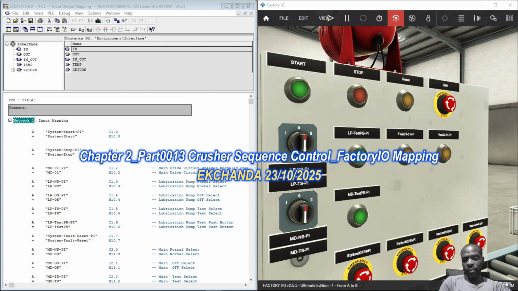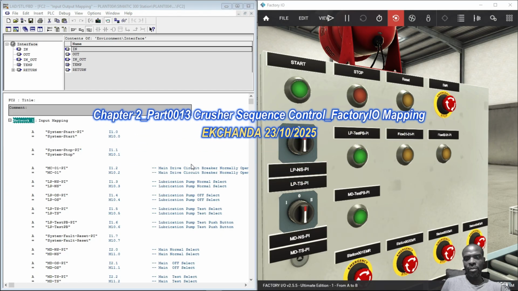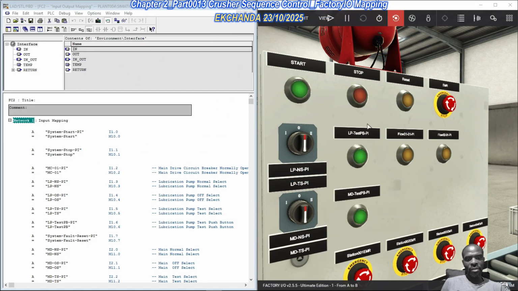Looking at the operation of the crusher, the composition here is such that we get the lubrication system, then the main drive, and then the vibrators, and of course the hydroset. Number four, all the identified inputs and outputs, we're going to map them onto FactoryIO so that we're better able to simulate the circuit or the logic with the help of FactoryIO.